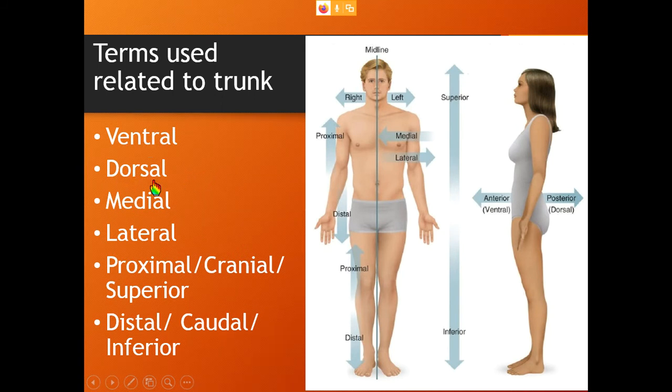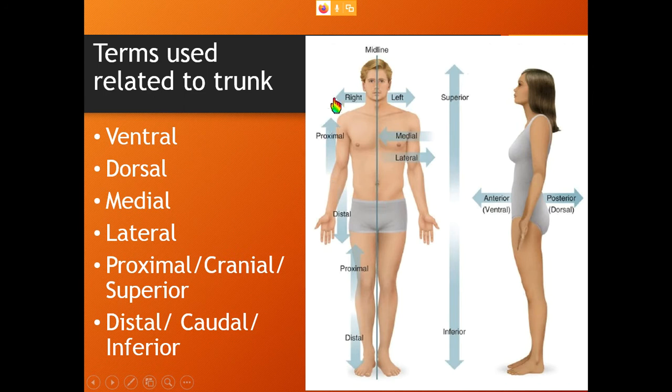Dorsal means posterior. Okay, backside. Then median. So what we have drawn? Median plane. It is an imaginary plane we have drawn. So medial means the part which is projecting towards the midline. If it is projecting away from the midline, that is called lateral. Whatever the part may be, a bone or any organ, which is projecting towards the median plane, that is called medial. If it is projecting outside, that is called lateral.